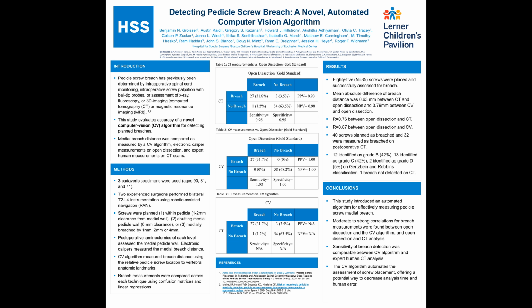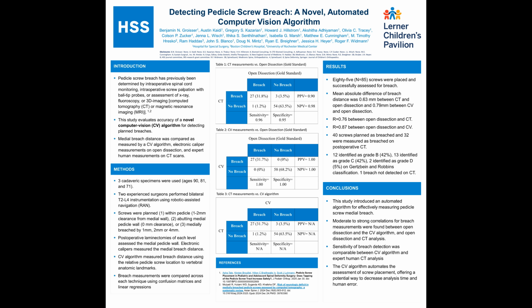The R value between open dissection and CT was 0.76, and the R value between open dissection and computer vision algorithms was 0.87. 40 screws planned as breached and 32 were measured as breach on postoperative CT. 12 identified as grade B, 42%, 13 identified as grade C, 42%, and 2 identified as grade D, 5%, on Gertzman and Robbins classification. 1 breach was not detected on CT.